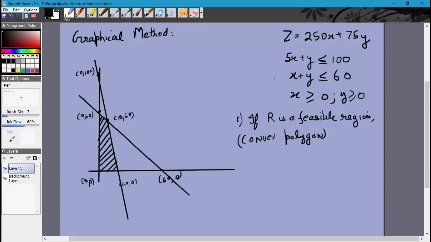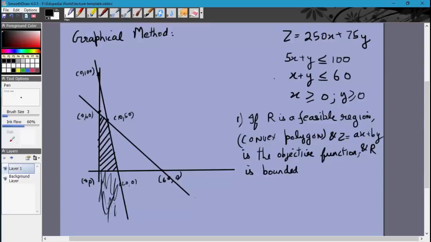So if R is a feasible region and Z is equal to, let's say, ax plus by is the objective function, and one more constraint, R is bounded. This will be true in most cases. You see, bounded just means it doesn't extend to infinity. So for example, in these 4 conditions, if we removed y is greater than equal to 0, then this line wouldn't have been there and this particular thing would extend all the way to infinity, right here. But we don't want that, so that's why we have 4 constraints.